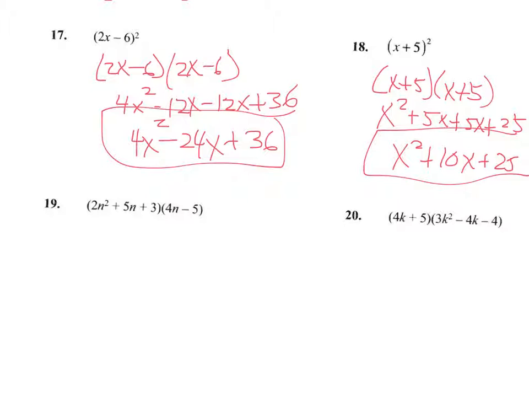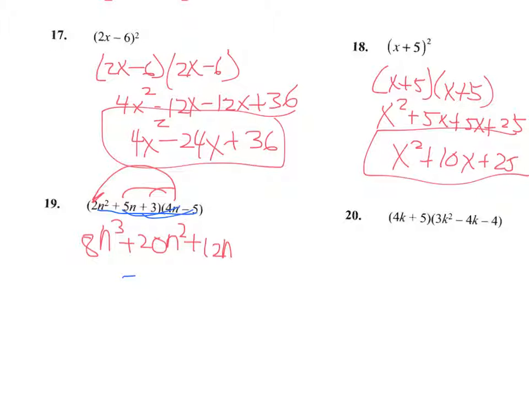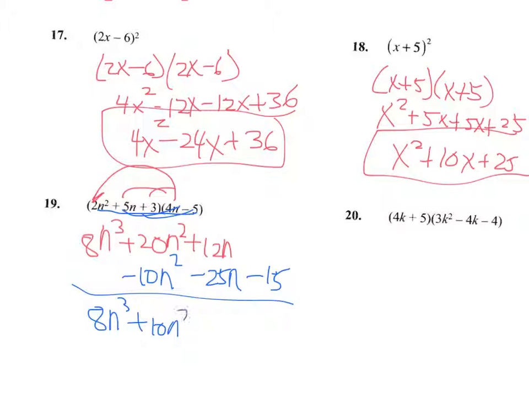Here, multiplying every combination. So the 4n times all three of them is going to be 8n to the third plus 20n squared plus 12n. Now distributing the negative 5 to all three terms, we'll get minus 10n squared minus 25n minus 15. So combining like terms, we'll have 8n to the third plus 10n squared minus 13n minus 15.